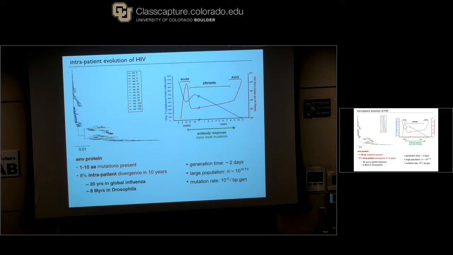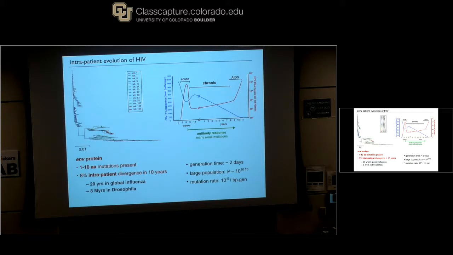If you look at within-patient evolution of HIV over 10 years in one patient, you normally see around 8% to 10% sequence divergence. So it's a very rapidly evolving virus. This is a number that is equivalent to 8 million years of Drosophila evolution, so a bunch of those species pulled together, and 20 years of global influenza evolution.